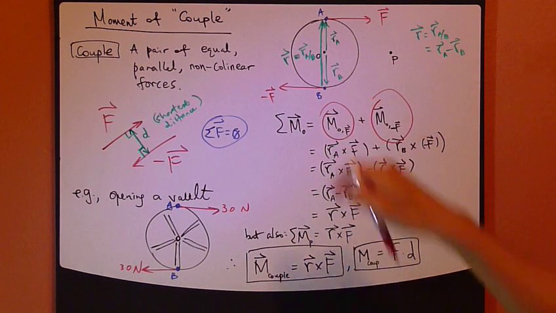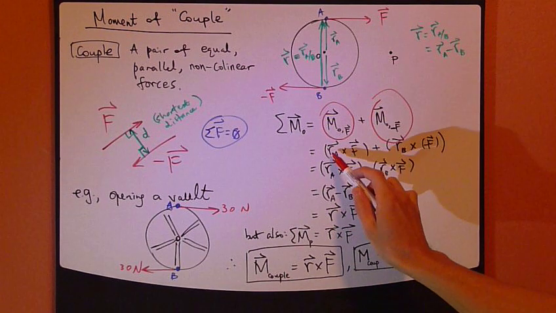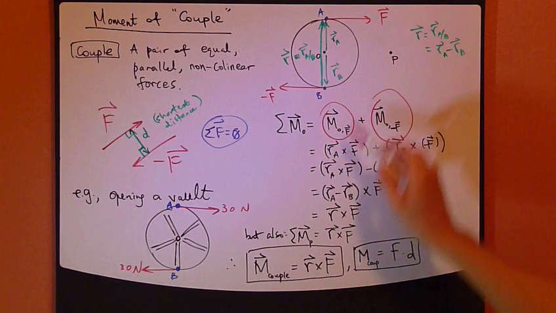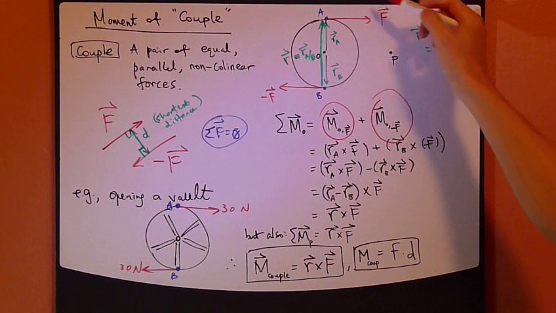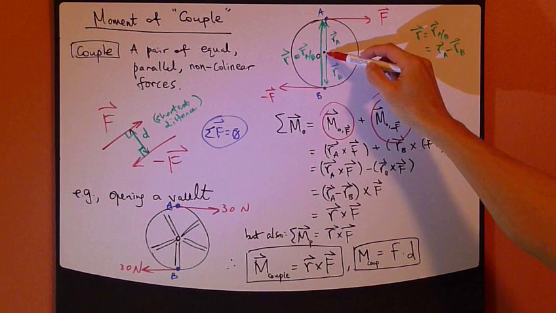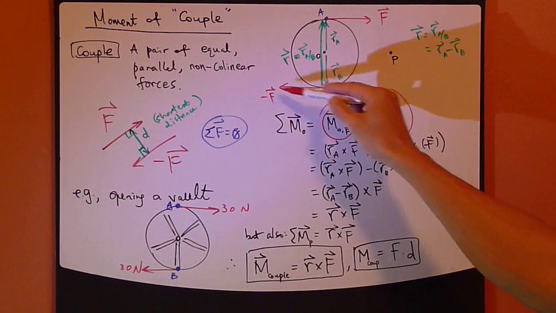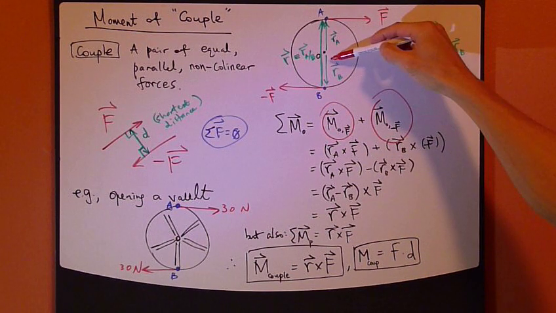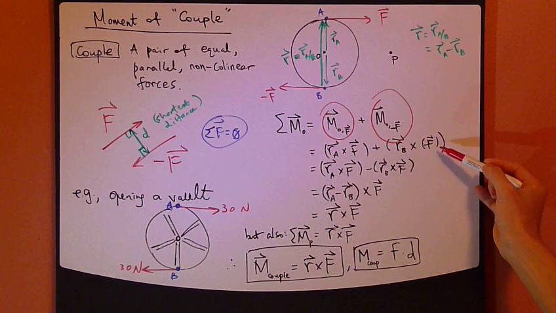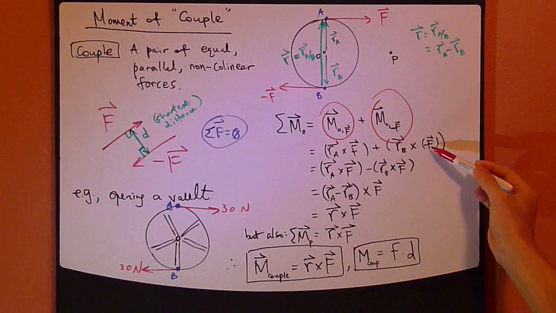For this first force, it's simply R cross F. It's RA cross F, because it's about this point right here, point O. Similarly, for the second force, the moment about point O is RB cross F, or cross minus F.